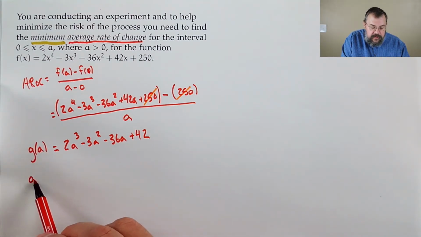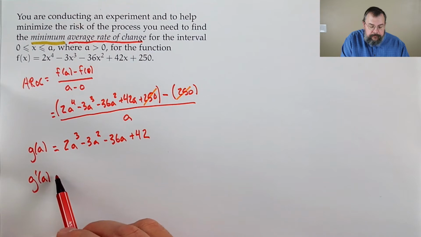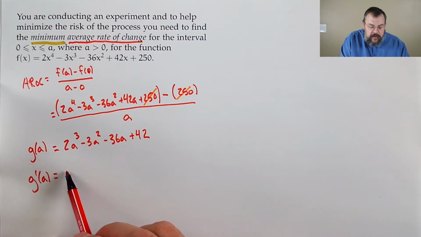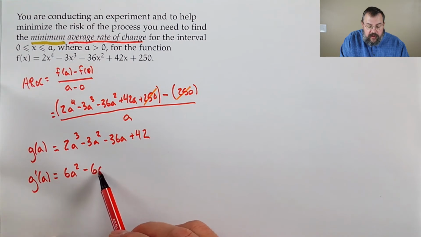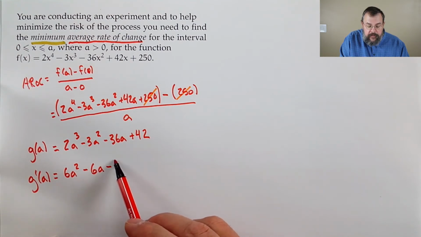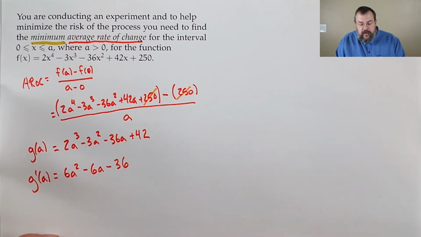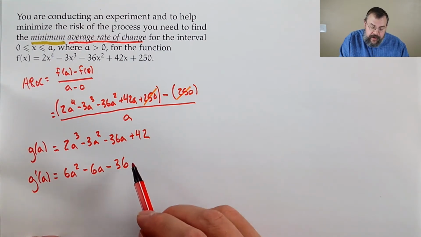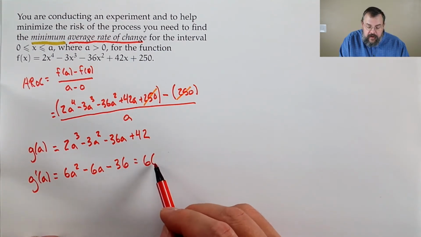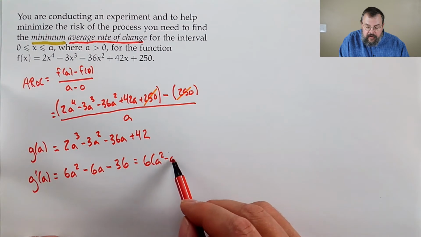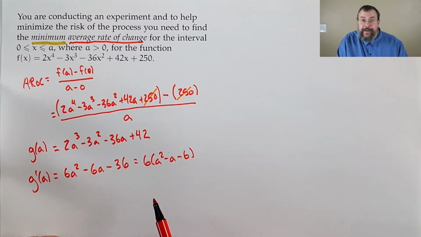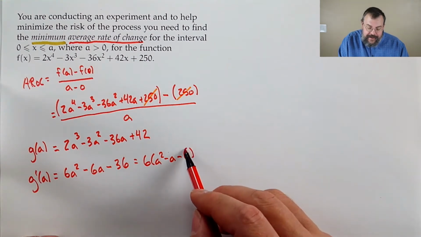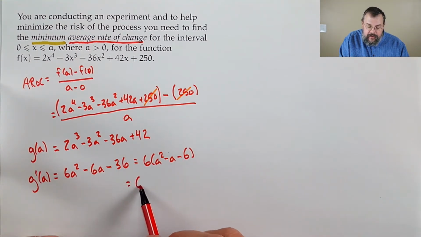So take our derivative, g prime of a. We'll get 6a squared minus 6a minus 36. Okay, well, factor out a 6: 6 times (a squared minus a minus 6). And, another problem that factors. Good. Well, so that's 6.